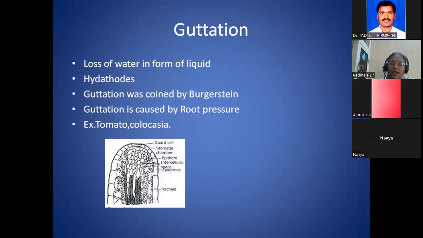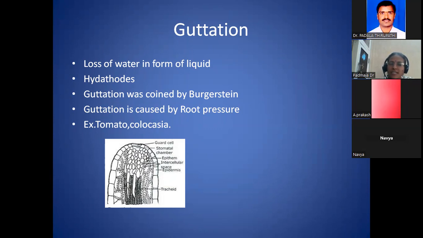At first, physiologists were confused between guttation and transpiration. But guttation takes place by a special structure known as hydathodes. These are present in the leaf itself, and they studied the structure of the hydathode also. The term guttation was coined by Burgerstein, the first person who gave the word guttation.